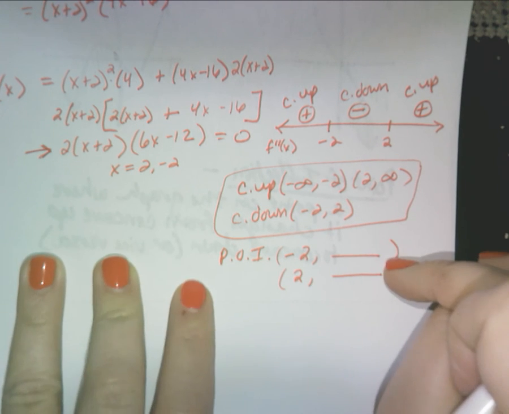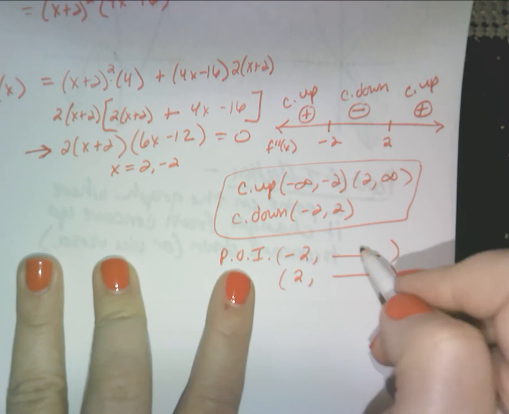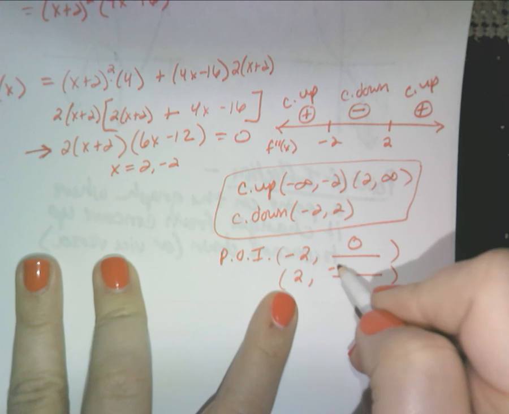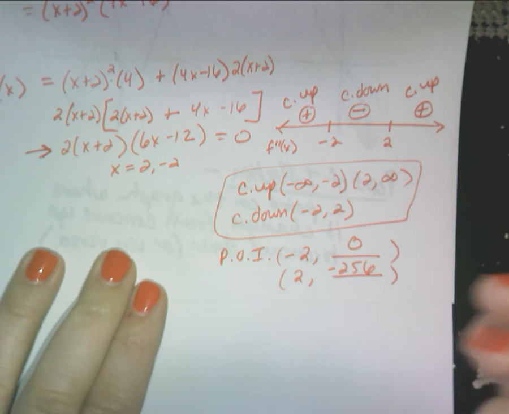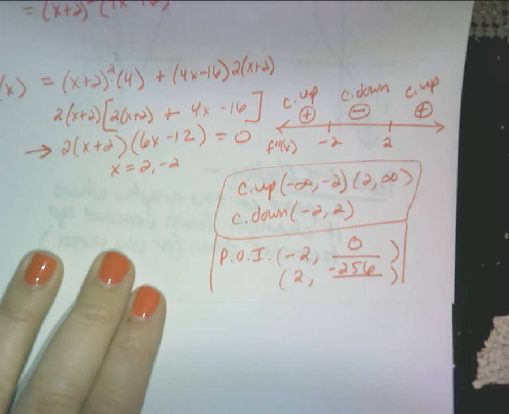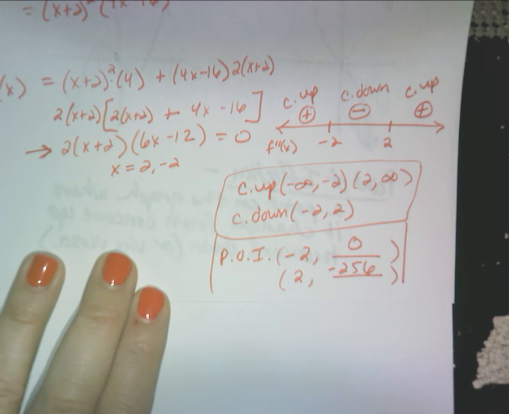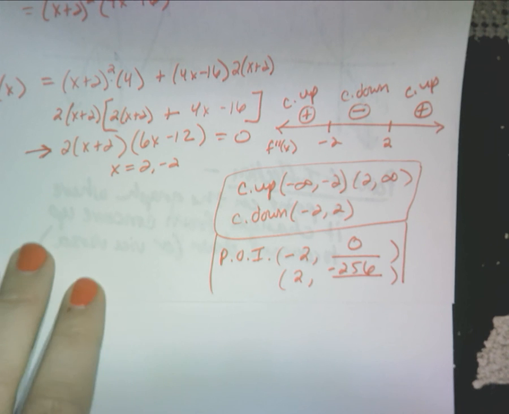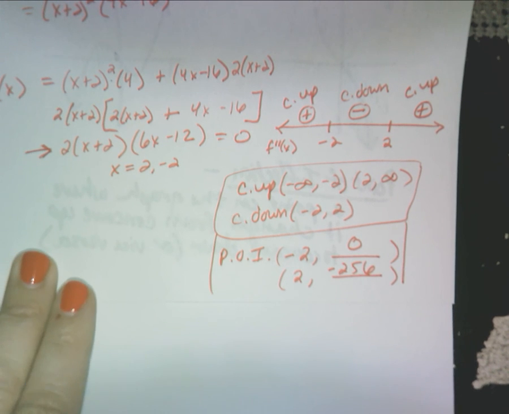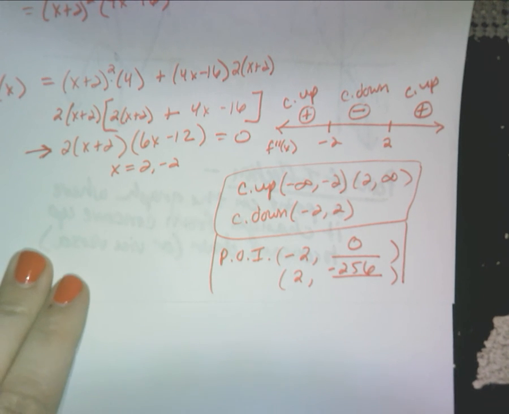I'm going to give this to you because these are crazy numbers. Well, -2 is not bad, but 2 is -256. Those are your points of inflection right there. That's where it's going to curve from an up to a down. And then we just have to answer the other part. Do we have any more extrema?